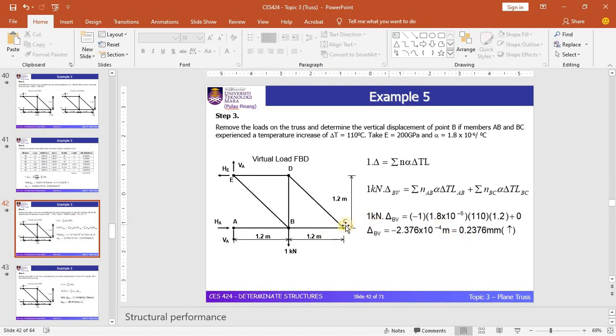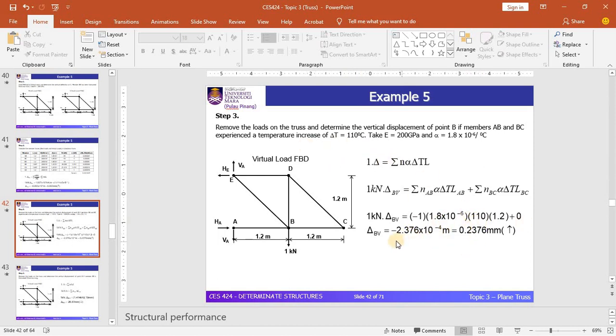So in short, you can see that the internal force for member AB is equal to -1. The internal force for member BC is equal to 0. That's why the second term for member BC is 0, because NBC has a zero internal force based on the method of joints, which is not shown in this slide. Given that alpha is equal to this value and the increase in temperature is 100 degrees, if it were a decrease in temperature, you would put a negative value. Since this is an increase, you just put a positive value.